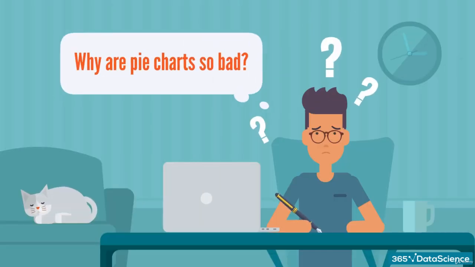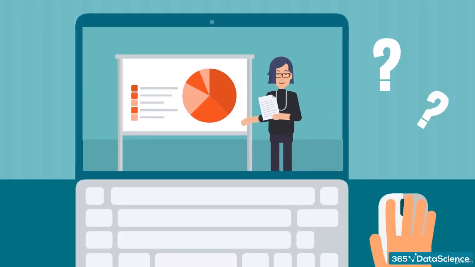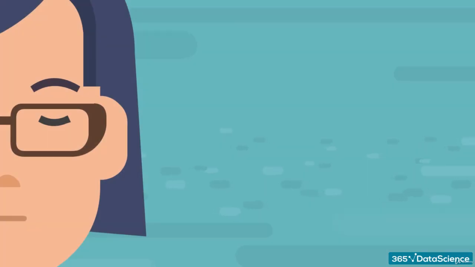Okay, but why are pie charts so bad exactly? And why are we having a whole section on them? Let's start with the first question. There's one main problem with making a pie chart. It's that the human eye is just not great with determining the size of non-rectangular shaped objects.